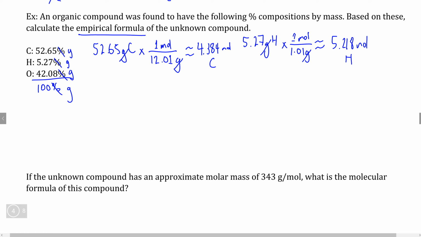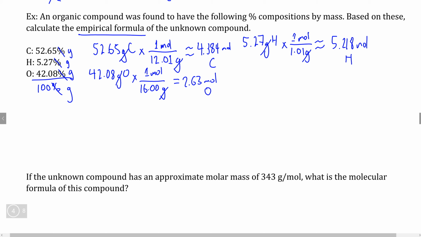Finally, let's do the oxygen calculation. 42.08 grams of oxygen multiplied by 1 mole over the molar mass of oxygen, which is 16.00 grams per mole. Grams cancel, and if you put this into your calculator, this comes to exactly 2.63 moles of oxygen. Again, these mole numbers aren't actually useful on their own.